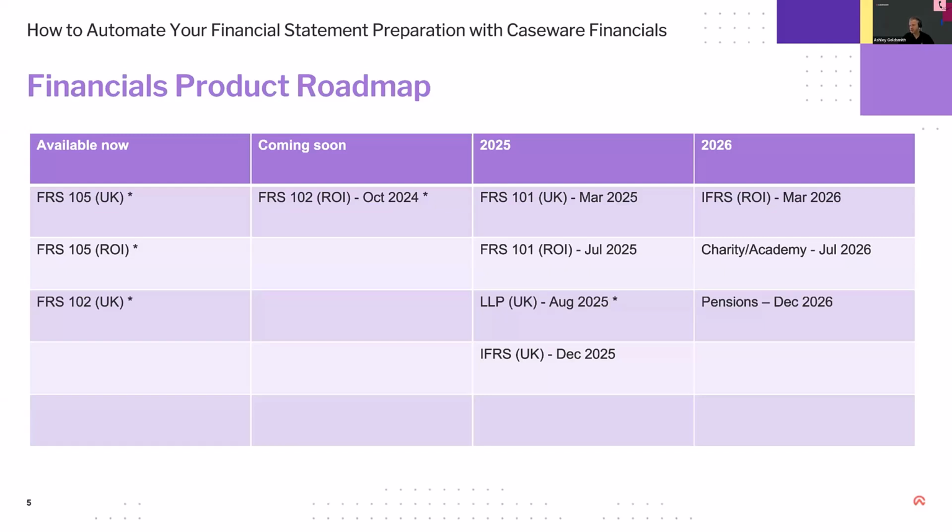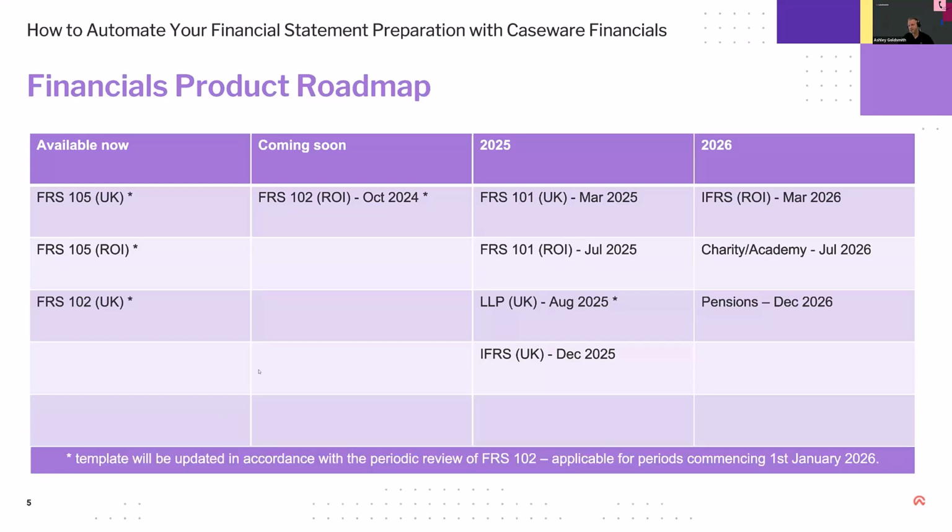So we're hoping that by the end, just over 2 years' time, we will have an equivalent template available on the cloud for all of our current desktop solutions. So that's the time frame that we're looking at. You'll notice that there's some asterisks on the slide there. Now, the reason that I've added that in is that obviously we have to be mindful of the periodic review, which will eventually take effect for periods commencing 1st of Jan 2026.